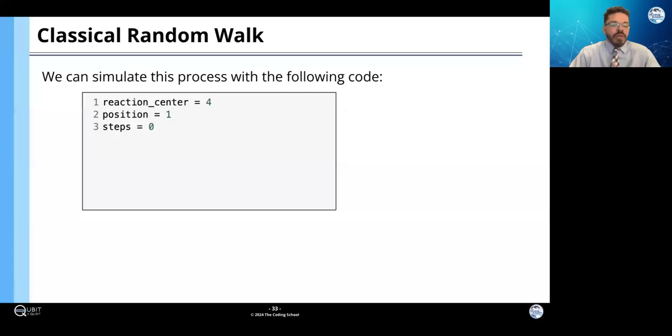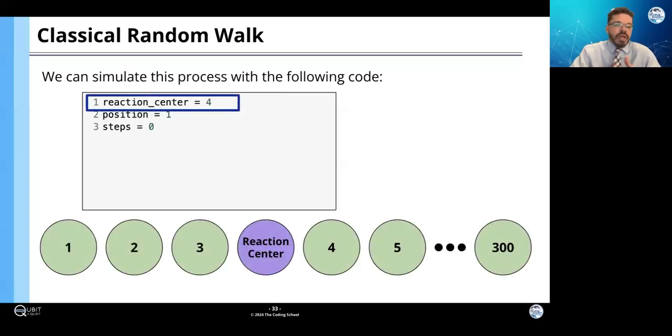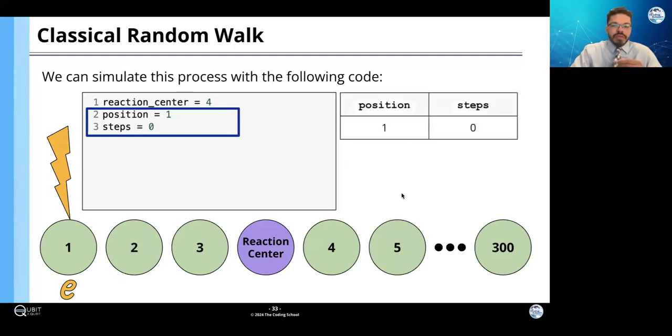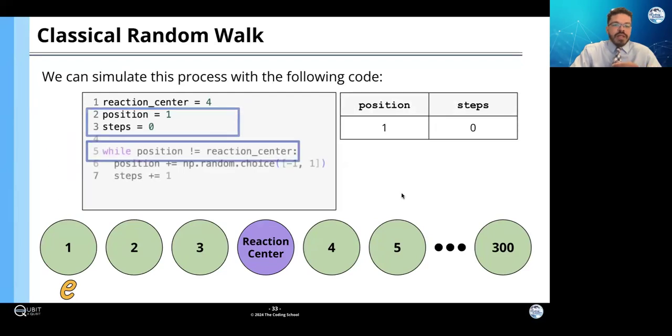So we start with a few variables. Our reaction center is going to equal 4. The position is where our exciton starts, and the steps are how many times it has moved between pigment molecules. So we initialize our exciton on pigment molecule number 1, and there are no steps. It's in position 1 and hasn't taken any steps.